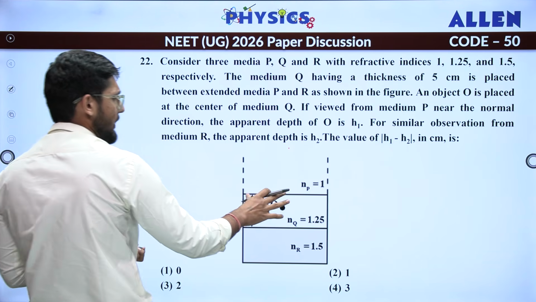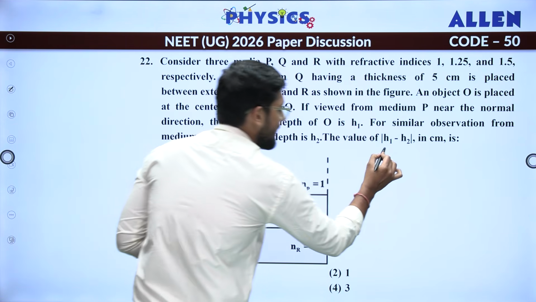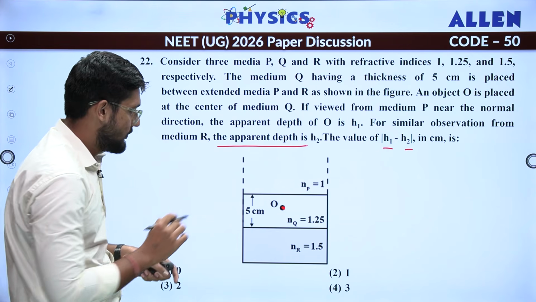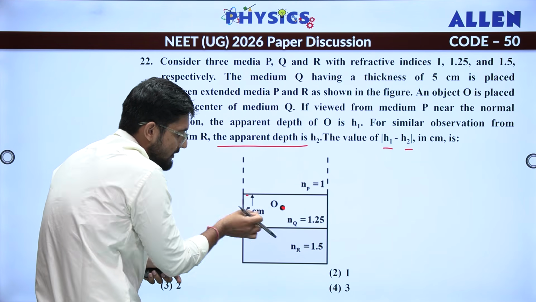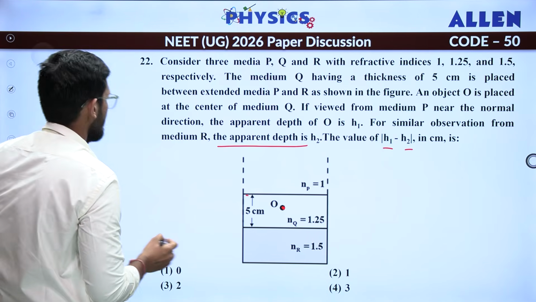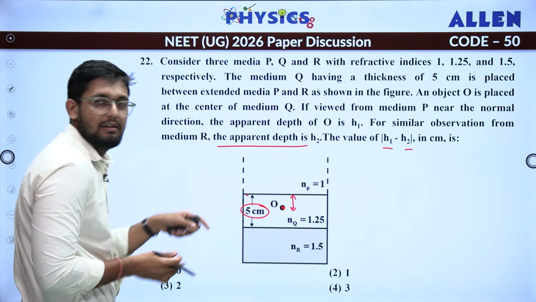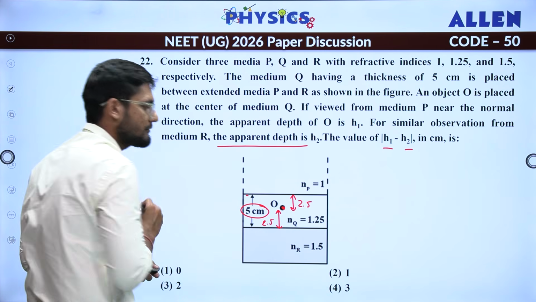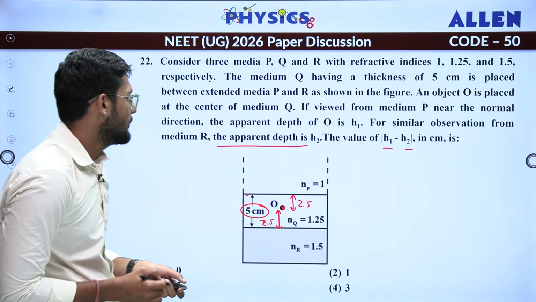Next. Now this is quite an interesting question. You just need to find out the difference of H1 and H2. This is the apparent depth. The situation is you have a liquid over here of thickness 5 centimeters, and this is placed exactly in the middle of this layer, 2.5 from this side and 2.5 from this side. And the respective refractive indices are also given to you.